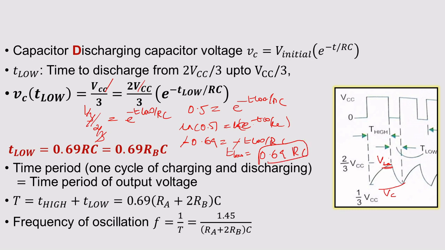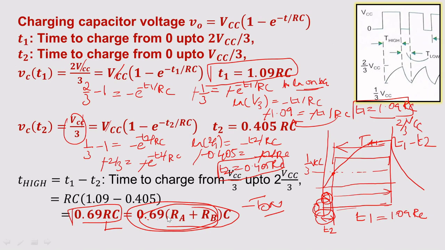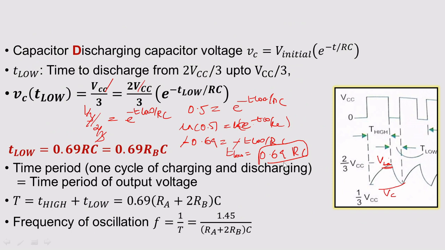So what you want to remember is T on is 0.69 into RA plus RB into C. T off is 0.69 into RB into C. See, the RC is a generalized one. The RB I have substituted, as that is the network used for the discharging. So 0.69 RB into C.